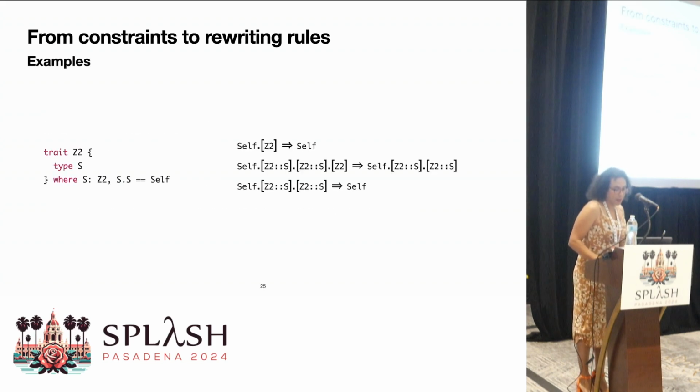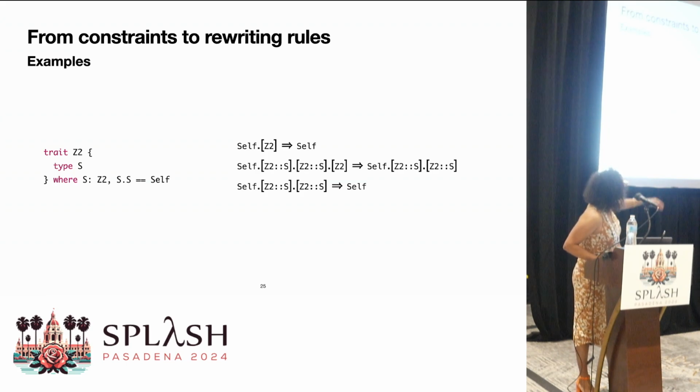So for instance, we can encode our trait into this rewriting system. This is the integers modulo 2 that we had before. We have the first rule that says that self corresponds to the type that will eventually conform to this trait. It's a generic parameter that is implicit in the declaration of the trait.